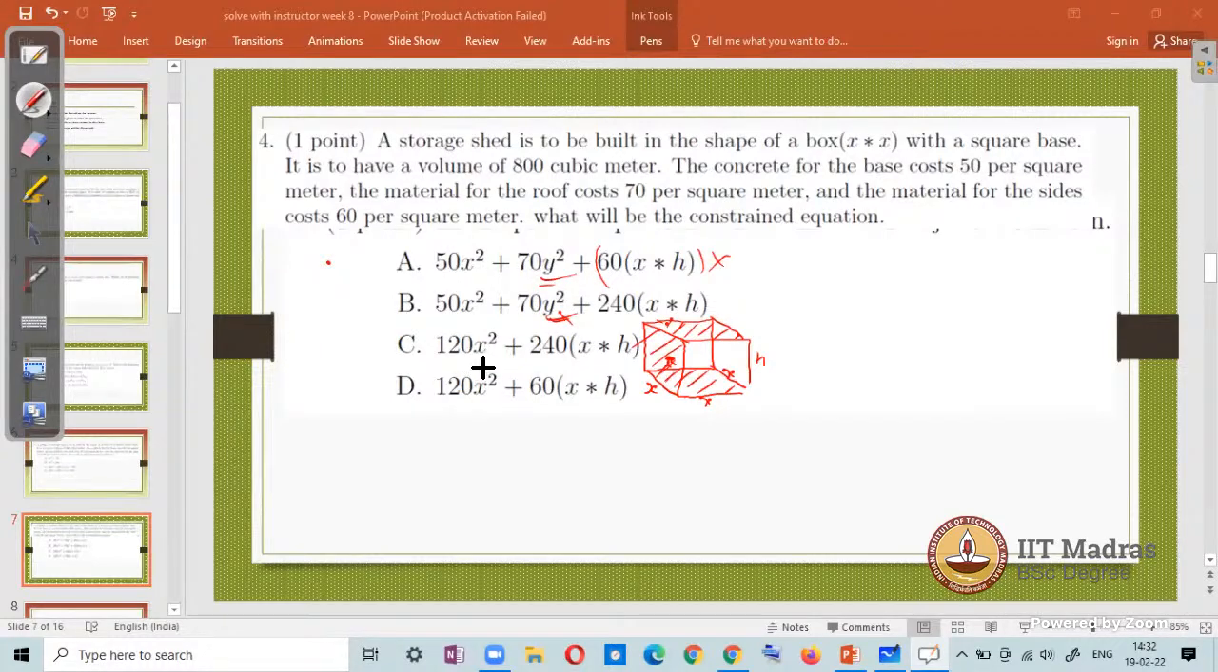So option C suits this question better, because 50 plus 70 comes around 120x square, plus as we talked about, 6 into x cross h will be the area of one wall, and for 4 sides it is a total of 24, because it is a box. That's why.